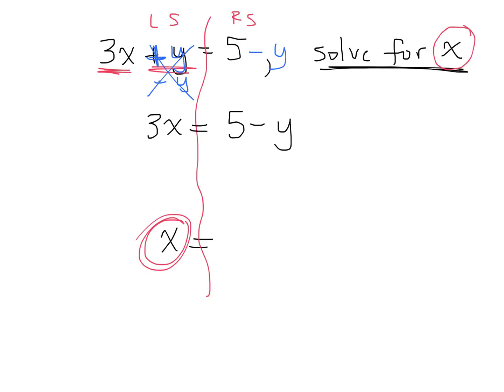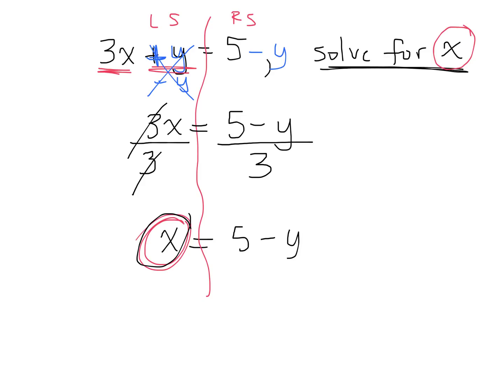Okay, so I have 3x on the left side. To isolate x, what would I have to do with the 3x? What's the opposite of 3 times something? Opposite operation? Division, right? If I divide this by 3, I'm left with just my x. What do I have to do on the right side? Divide everything by 3. So x is equal to 5 minus y over 3. That's it. That's the answer.